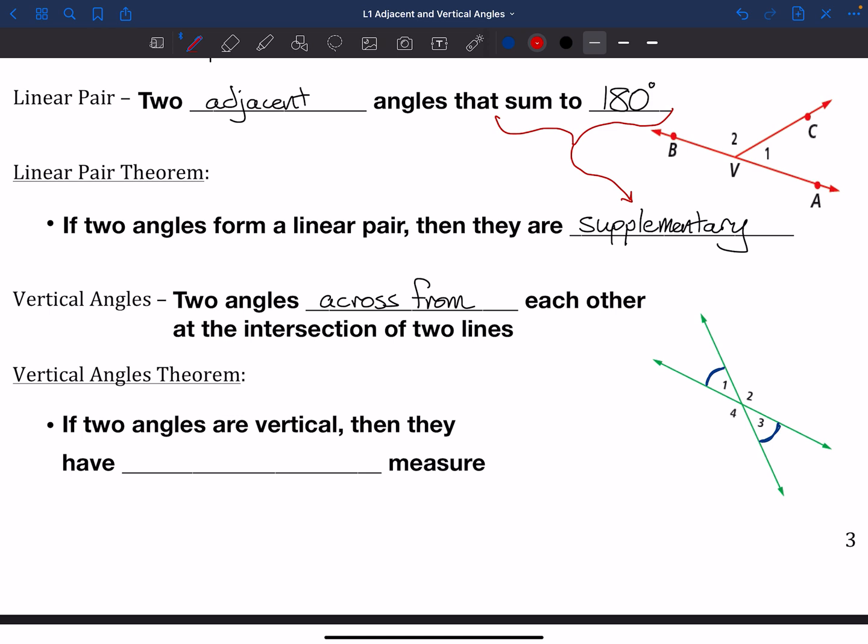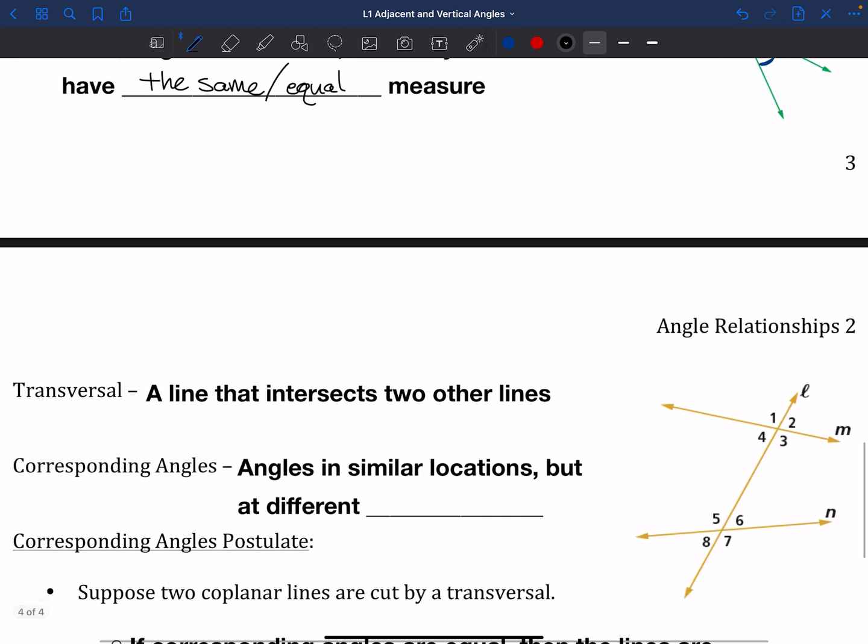And when those two V's are kind of touching each other like that, it makes you think of vertical, right? We have the vertical angles theorem that goes along with it. If two angles are vertical, then they have the same measure. Instead of calling it the same, you could call it equal. Obviously, those mean the same thing. They are equal statements to each other. So either one works, but if you have two vertical angles, they are across from each other and they have the same measure.